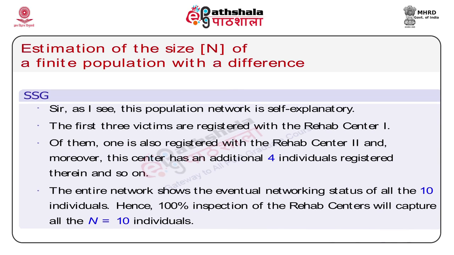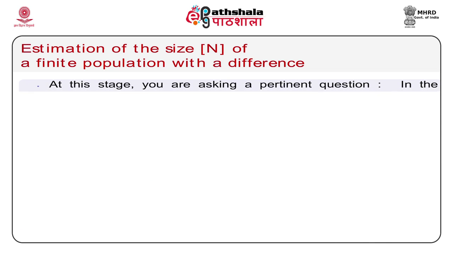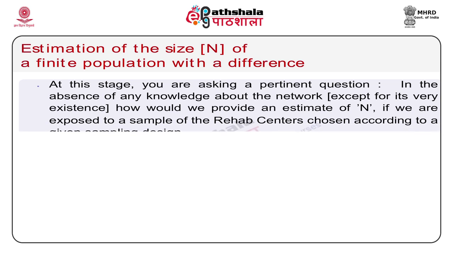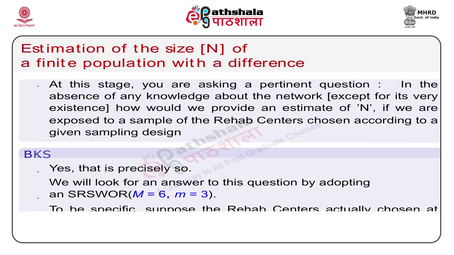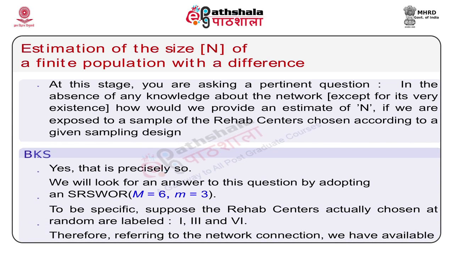At this stage, you're asking a pertinent question. In the absence of any knowledge about the network, how would we provide an estimate of capital N if we are exposed to a sample of rehab centers chosen according to a given sampling design? Yes, this is the challenging problem. You are very right. If I am exposed to all the rehab centers, then I can have a good idea about the population network, and I can count 1, 2, 3, I go up to capital N, that is the end of the story. But if I am exposed to a part of the rehab centers, then naturally I am exposed to a part of the population network. Then how do I go about projecting to capital N? That is exactly the problem.